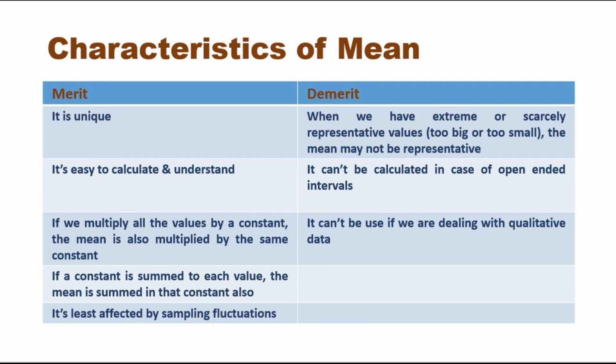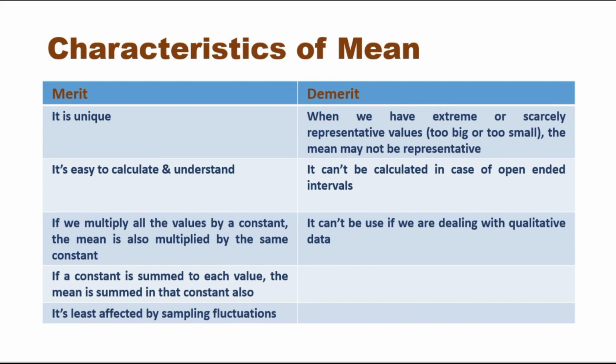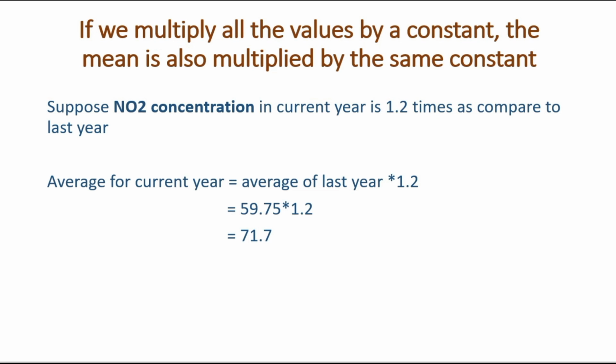Now quickly review the merits and demerits of arithmetic mean. Okay, so it's unique, it's easy to calculate and understand. If we multiply all the values by a constant, then the mean is also multiplied by the same constant. So for example, in the previous example, if NO2 concentration in the current year is 1.2 times as compared to last year, then we can simply take the old average and multiply it by 1.2. We need not recalculate. We can simply use one arithmetic operation and calculate the new average.